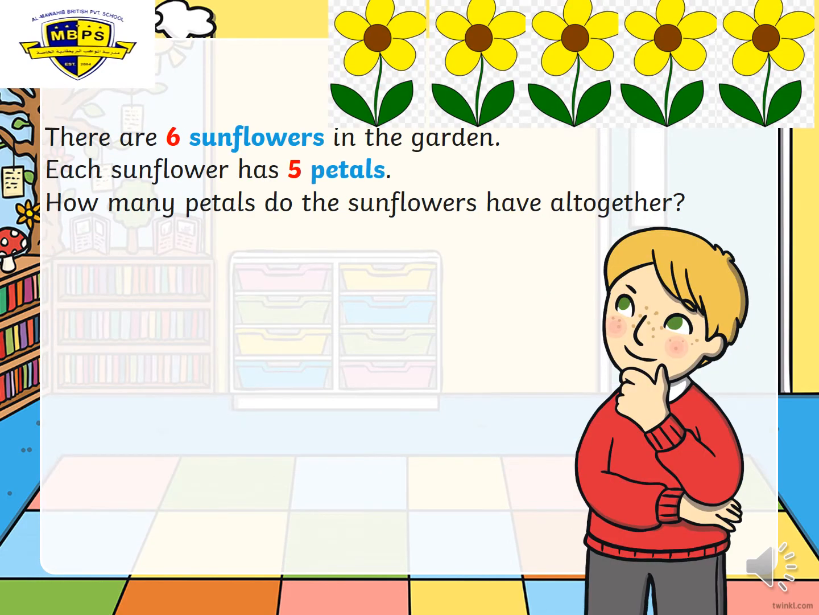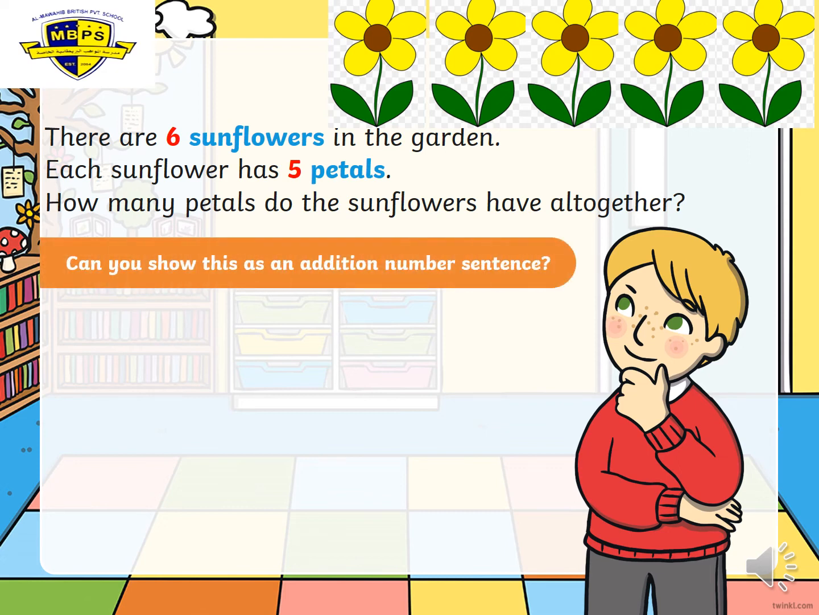Let's read the last multiplication word problem. There are 6 sunflowers in the garden. Each sunflower has 5 petals. How many petals do the sunflowers have altogether? Now, can you show this as an addition number sentence? Start to write an addition sentence about this story, and you can look at the sunflowers here in the picture. You can write now an addition sentence.